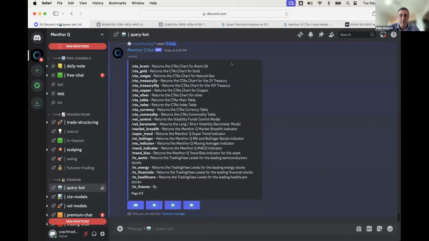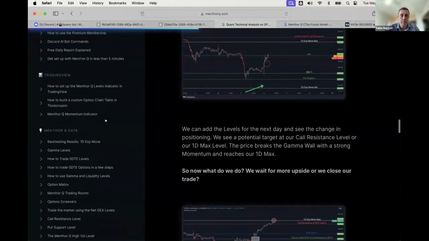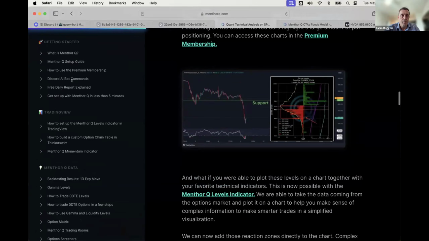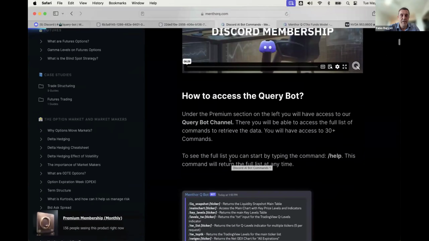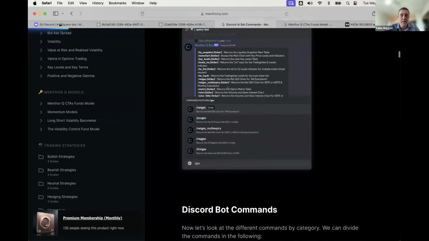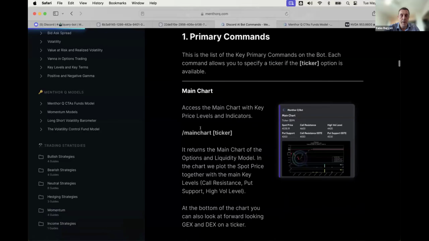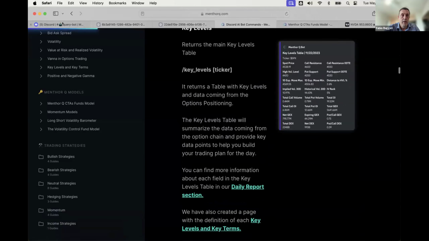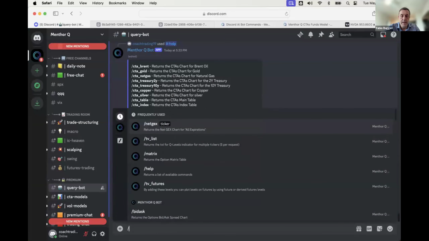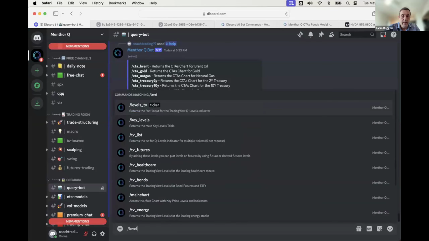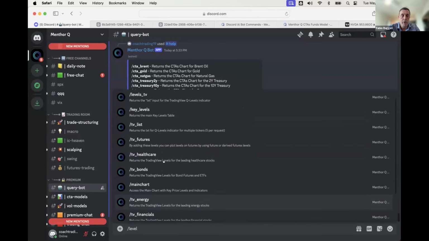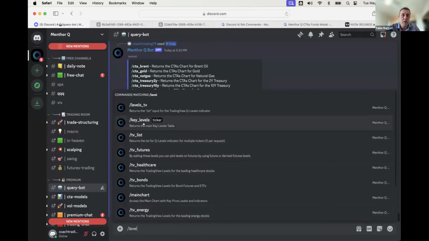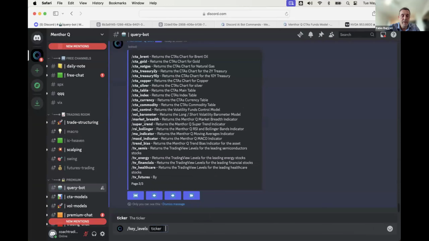If you don't know the help function, we also have a nice document on the website, which is the Discord AI bot commands. Here you will have first a video on how to use it, then all the commands, and then we go into details about what each command is, main chart, key levels, and so on. Then you type in a keyword. If I type in levels, I have a series of options, and the autocomplete gives you a list of options you can use. Let's say I want to use the key levels on NVIDIA. I can click on key levels and you see the ticker box appearing. Now I can type in a ticker.